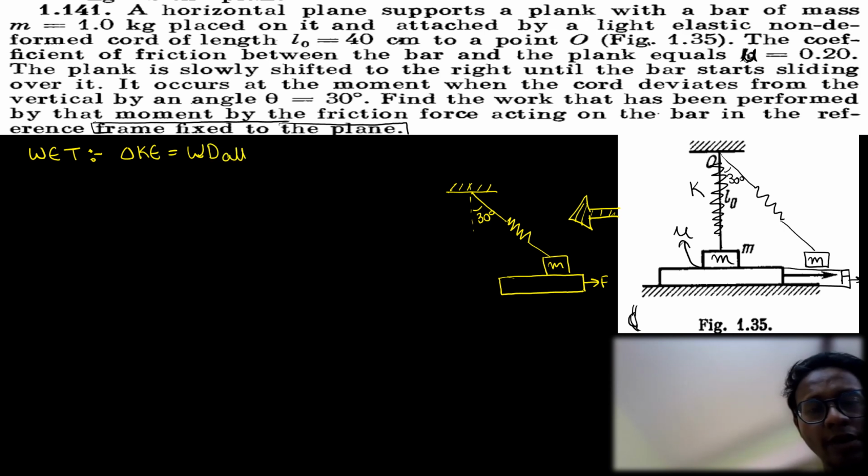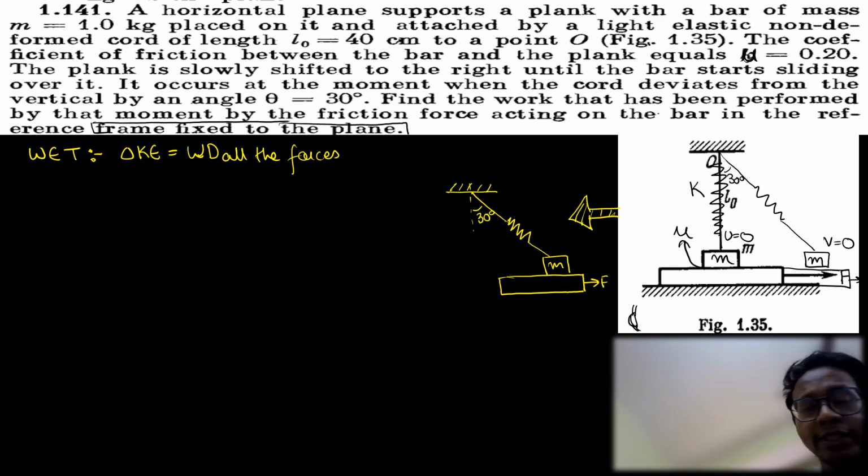Work done by all the forces on the body. Now, what is the change in kinetic energy? What was the initial velocity out here? The initial velocity was 0. What is the final velocity out here? The final velocity is 0.